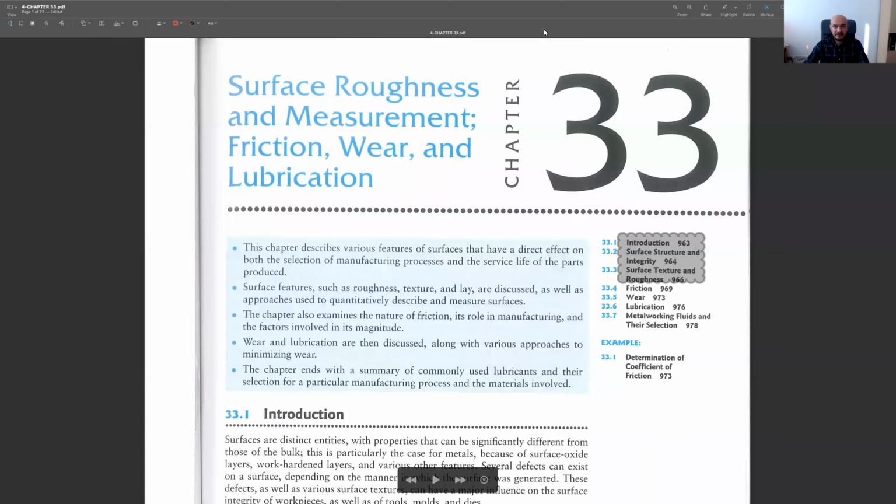Hey, this is chapter 33. As you see, it's about surface roughness and its measurement. You're only responsible for this part of this chapter.